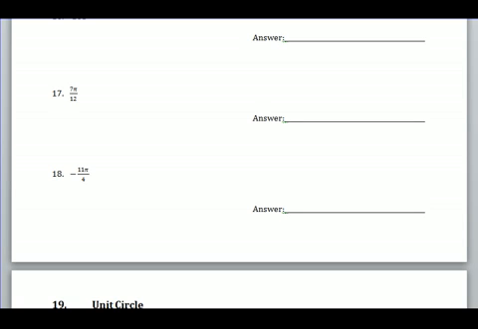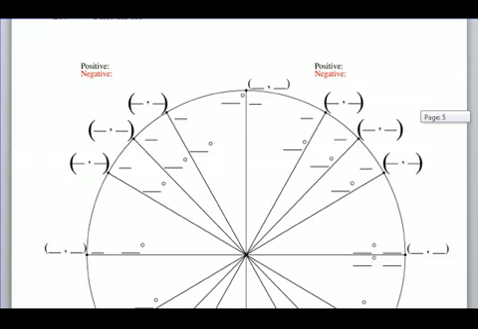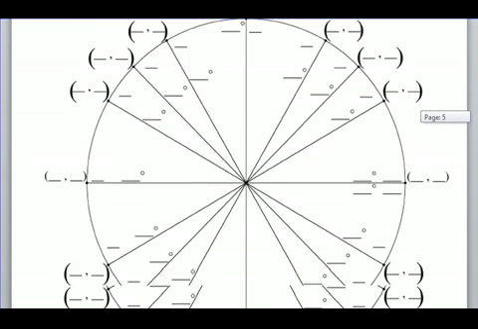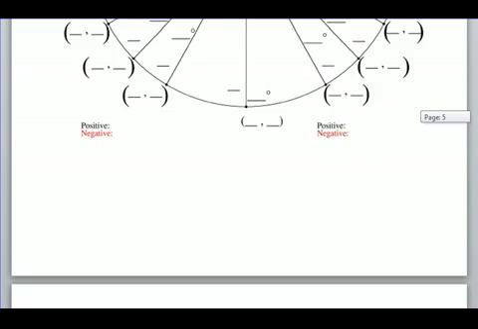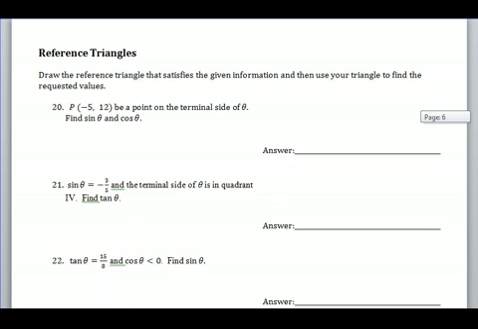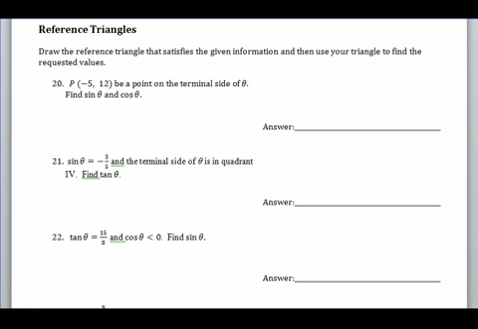All right, for purposes of this video, I'm going to skip the unit circle. If you still need help on the unit circle, come see me and I'll be happy to help you with that. Let's move on to reference triangles. Number 20.